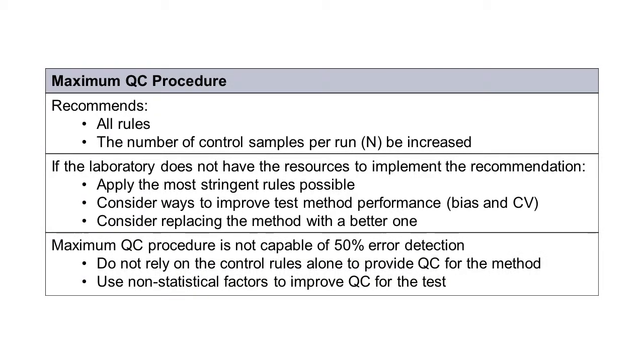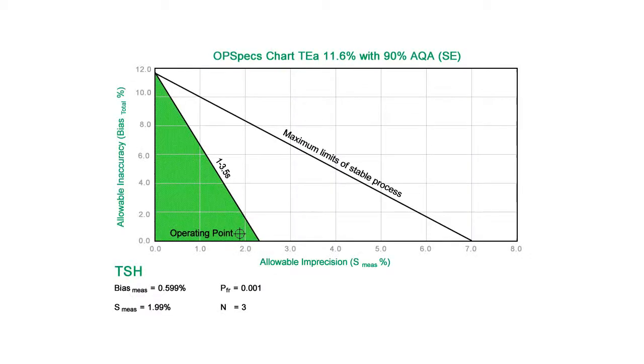A maximum QC procedure is not capable of 50% error detection. Do not rely on the control rules alone to provide QC for the method. Use non-statistical factors as well to improve QC for the test. To review, an OPSpecs chart can be used to determine the correct QC procedure for a test. Ideally, the operating point will fall within the area that has been highlighted in green.